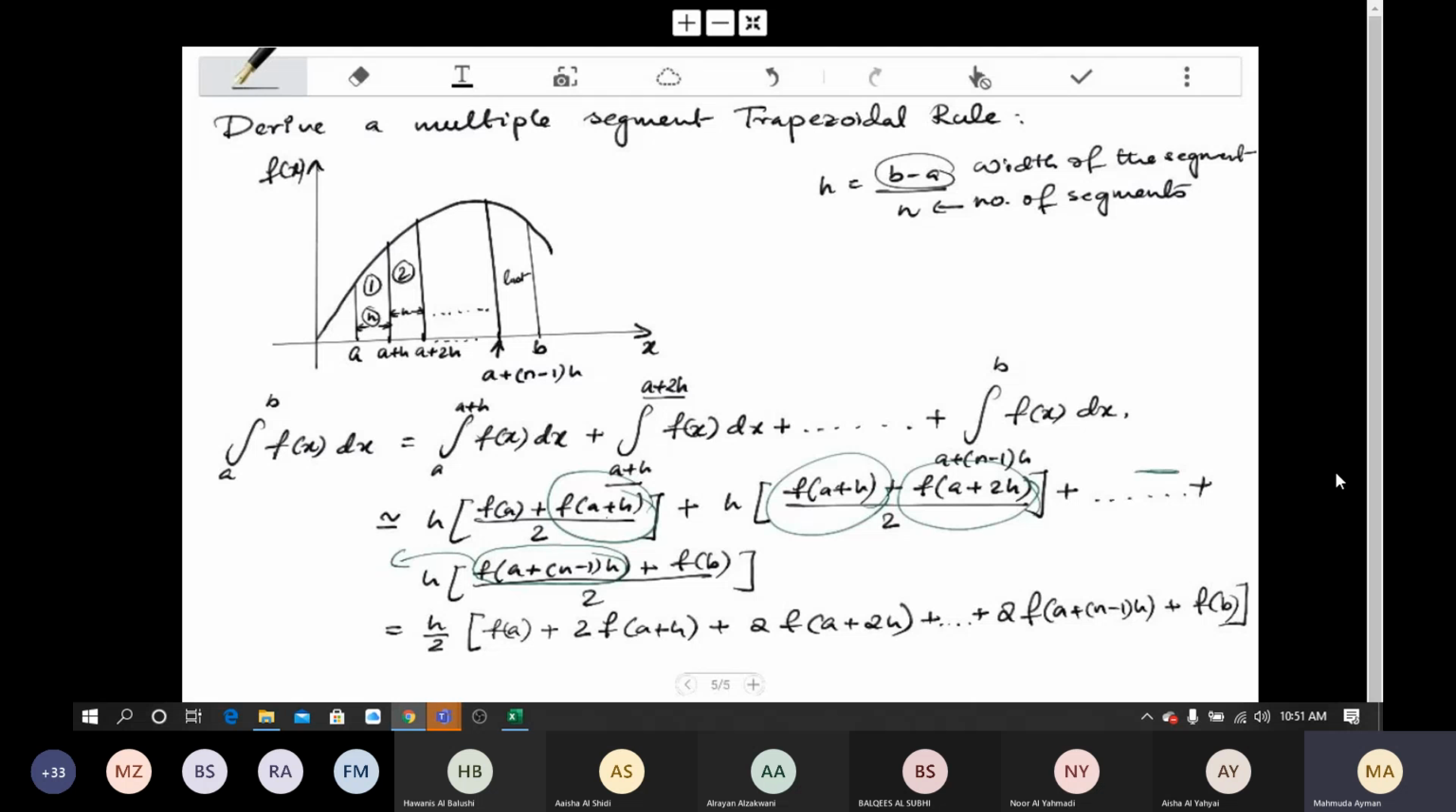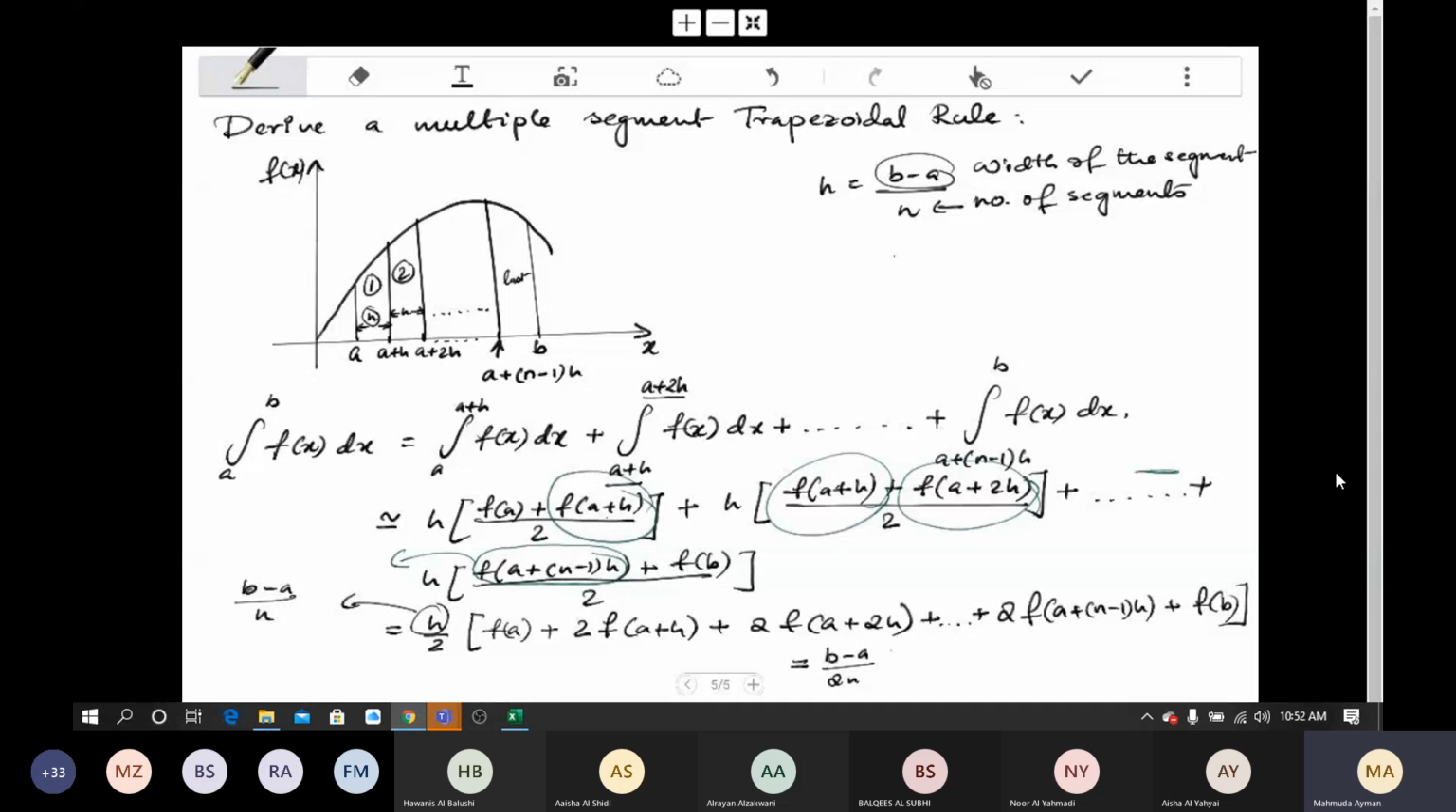I don't want to go to the next page as of yet, so you can see clearly what I'm trying to do. Okay, so now we have here our h. We know that the h is actually b minus a divided by n, right? From here, you can see up. So we will replace the h by b minus a divided by n. So we will have here b minus a divided by 2 times n, as we already have the 2.